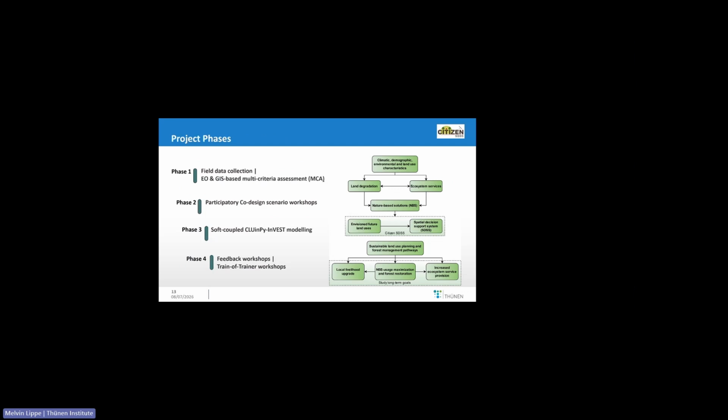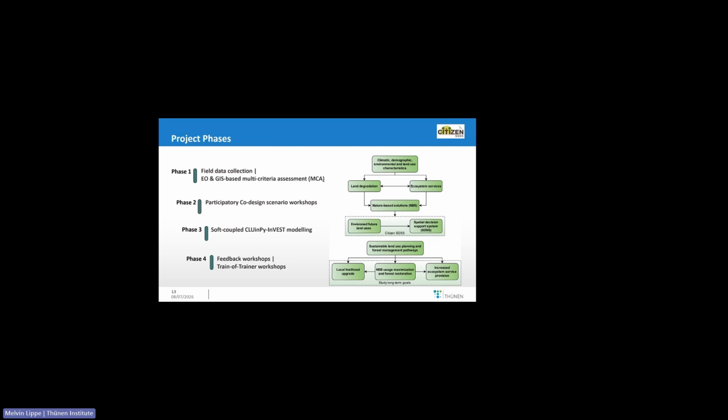So coming back to CITIZEN-SDSS, the project is basically structured in 4 phases. The first phase is Earth observation data collection and GIS-based multi-criteria assessment, and field data collection. The second phase is the co-design scenario workshops. The third phase, this is work in progress, is coupling 2 models, CLU and PI, which is developed here in the Thünen Institute of Forestry, and also the INVEST model, which has been commonly used for impact assessment of ecosystem services and land degradation. A fourth phase is feedback workshops.